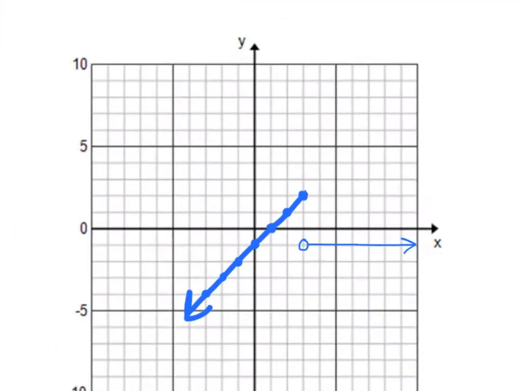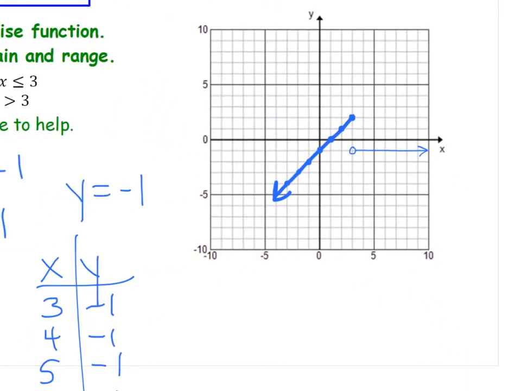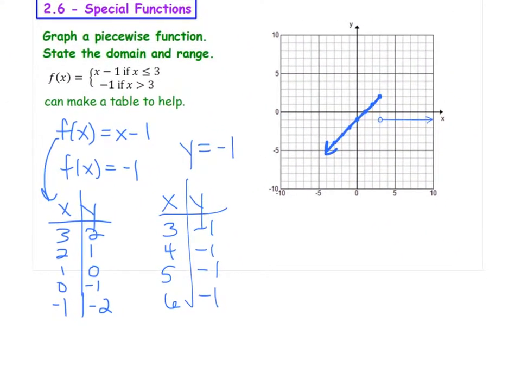If it was on the line at 3, I would put a point there, but since it's not, I'm putting an open circle. Then I know it's just a horizontal line, so it's going to go in that direction forever, so I put my arrow on there. And that's our piecewise function. I only graphed x minus 1 from 3 and below, and I only graphed the line y equals -1 from 3 and above, but not including 3.